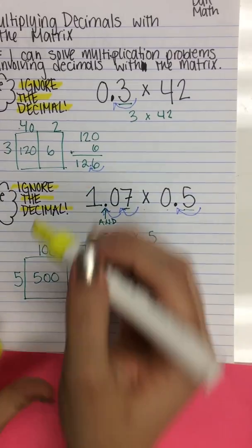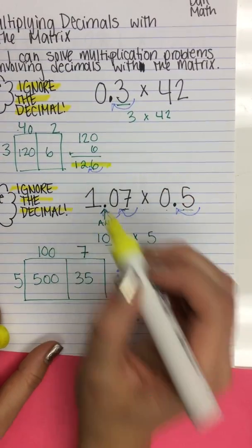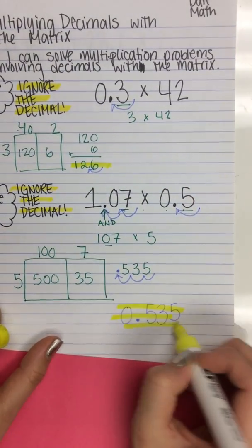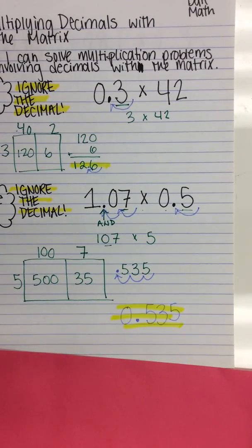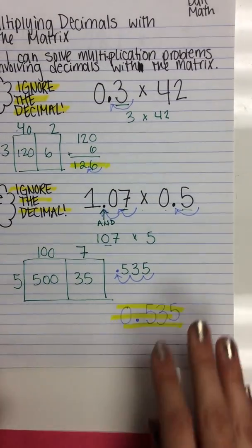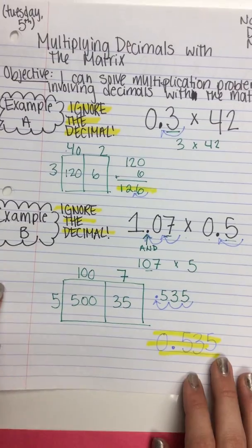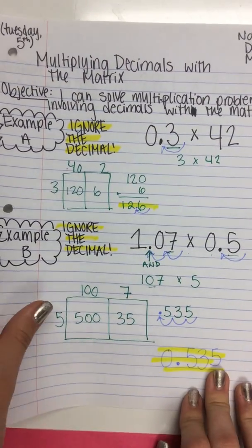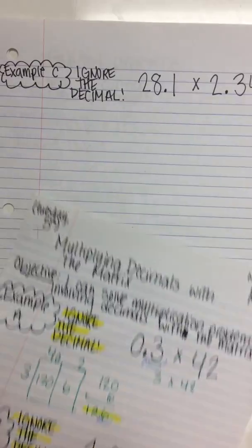So I'm going to go back and highlight my answers on this page. Practicing metacognition by thinking, is my answer reasonable? Do I need to go back and check my work? And let's do one more example. Let's do example C.